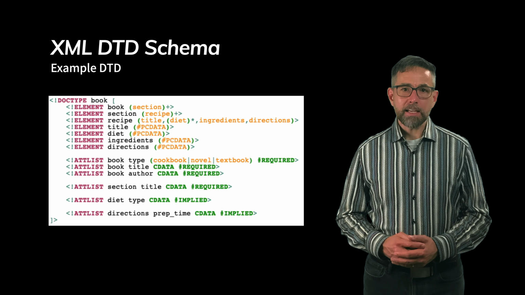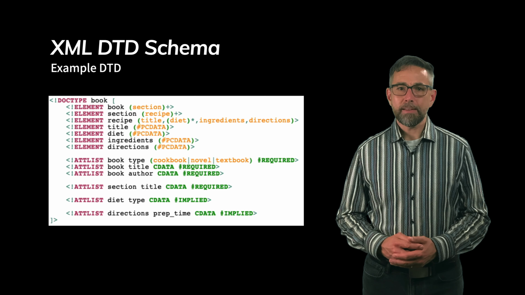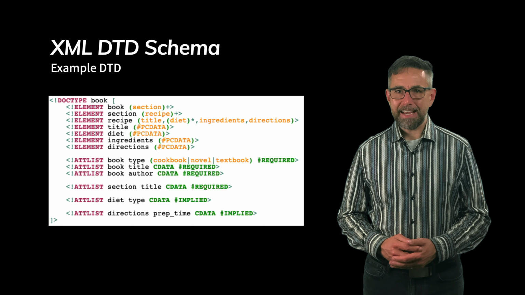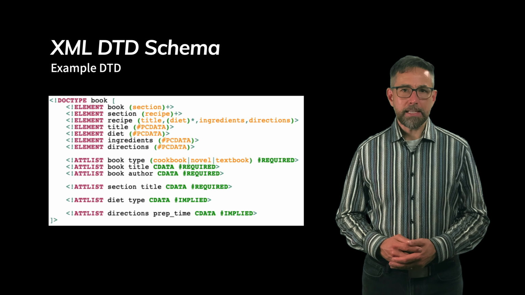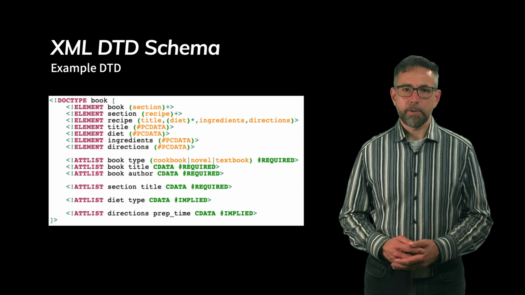The title tag is only allowed to have data as a child. It's not allowed to have any nodes as children. That's what the #PCDATA means. Diet is only allowed to have data as its child. Ingredients can only have data as its child. Directions can only have data as its child.